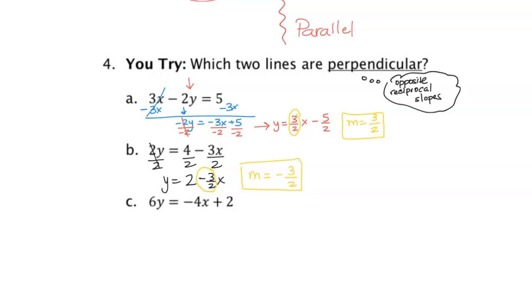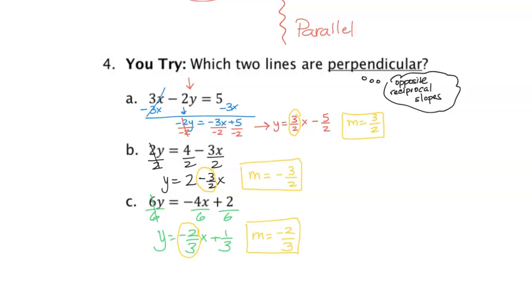And then our last one, we have 6y equals negative 4x plus 2. Well, let's divide by 6 so that y is by itself. And we'll have y equals negative 4/6 reduces to negative 2/3x plus 2 over 6 reduces to 1/3. So our slope is the one being multiplied by x. So m equals -2 over 3.